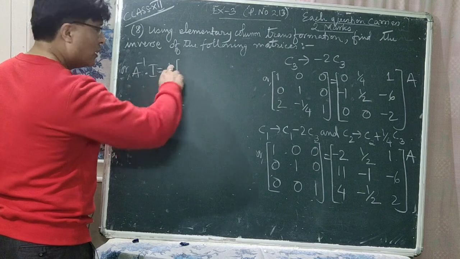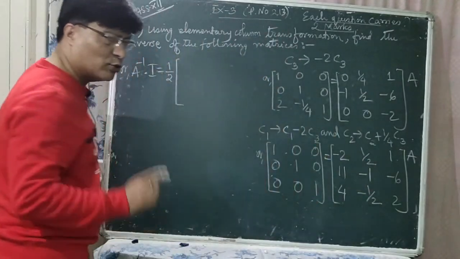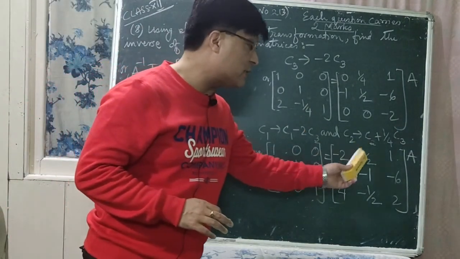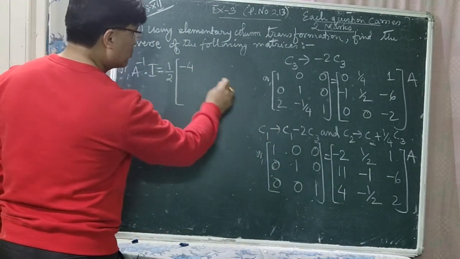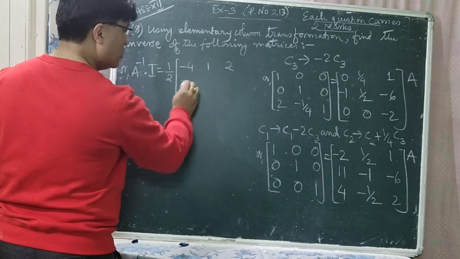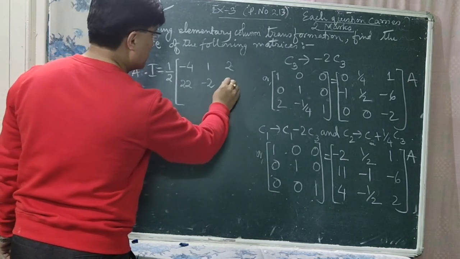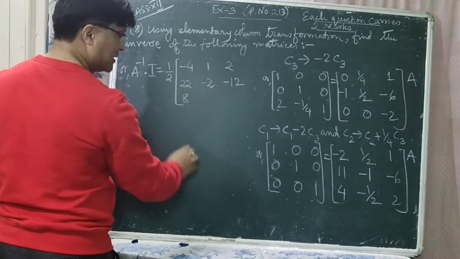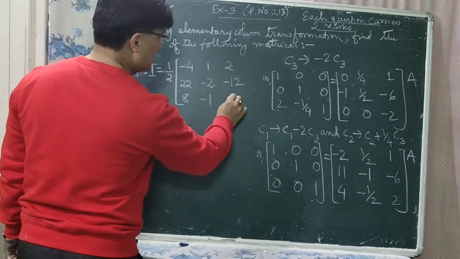So half into 2, that 2. Now all the elements inside the matrix should be multiplied by 2. Okay. So if half is taken common, all the elements in the matrix should be multiplied by 2. So it will be minus 4. Multiplied by 2 into half is 1. 2 into 11 is 22. 2 into minus 1, minus 2, 2 into minus 6, minus 12, right? 2 into 4, 8, 2 into minus half, minus 1, 2 into 2, that is 4.